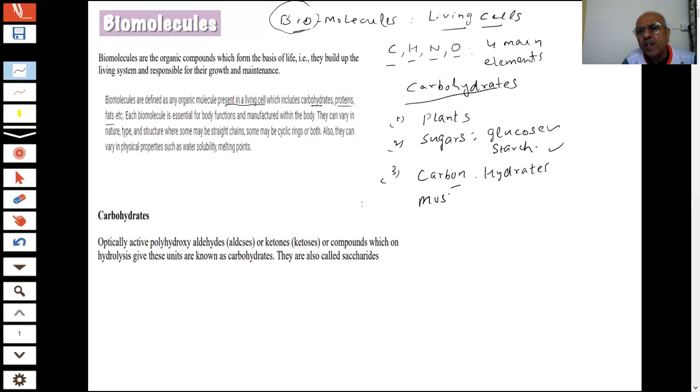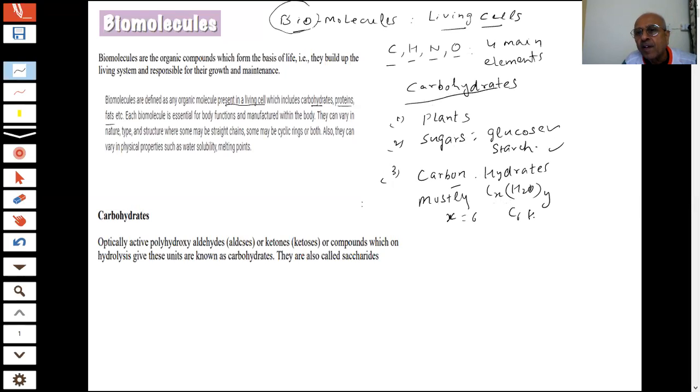Mostly, not all, they were found to have the general formula CxH2Oy. This is a general formula. Now, if I keep changing the values of x and y, I can get these types of compounds. For example, if I put x equal to 6, what will I get?